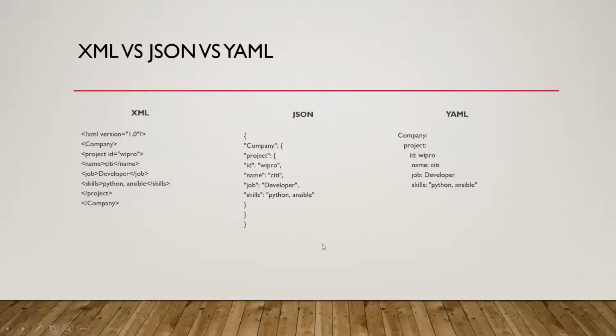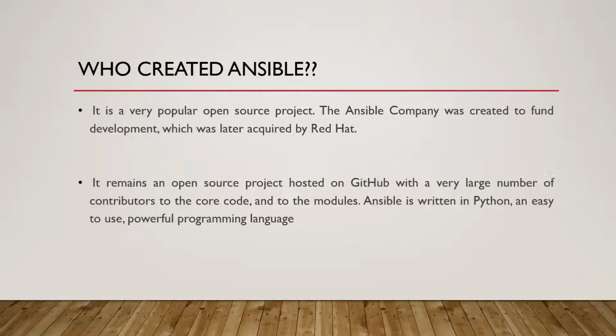I hope we all know what XML is, right? XML is a basic format where you have tags, open tags and close tags. In JSON, you have open braces. When you come to YAML, it is company, then a space, project; the company's child element is project, and the project's child element is ID and other things. Maybe I can show you what YAML is when I show what a playbook is all about. So let's have a demo on what YAML is.